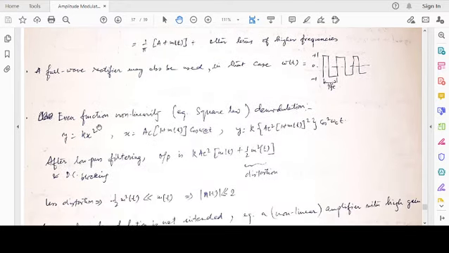An even function nonlinearity based demodulation. Example, a square law. Consider the input-output relation, which is y equal to k x square. So the relationship between input and output of the nonlinear device is square. So if x is A_C (1 plus m(t)) cosine omega ct, then y is x square, which would lead you to y is k A_C square (1 plus m(t)) whole square cos square omega ct.